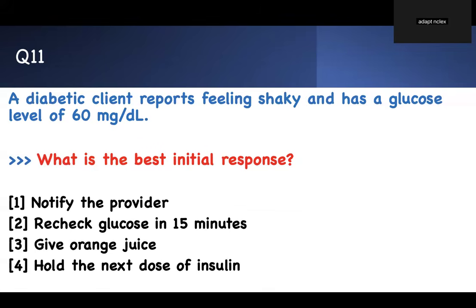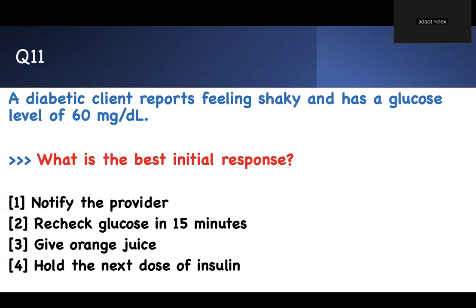A diabetic client reports feeling shaky and has a glucose of 60. What is the best initial response? Think about it. Short question, but it requires some common sense, right? Feeling shaky and glucose of what? 60. I've given you symptoms. Don't overthink it. I'm telling you, the patient glucose is 60, even though it's not 59. You know, glucose of 60 is low normal, but I'm telling you, something is happening.